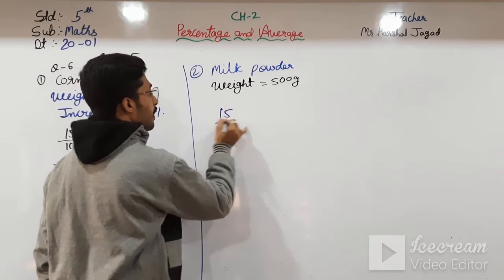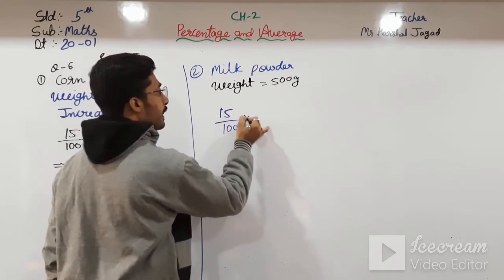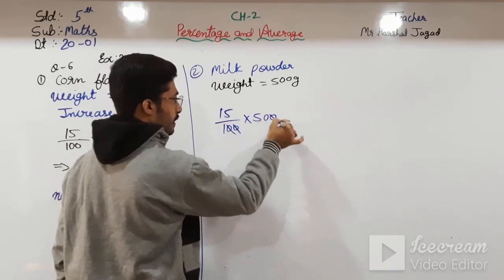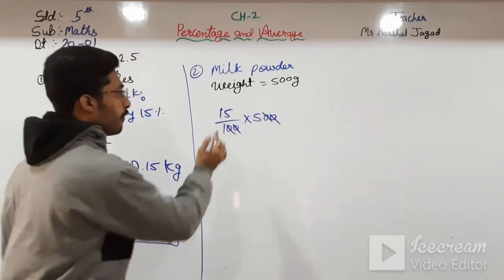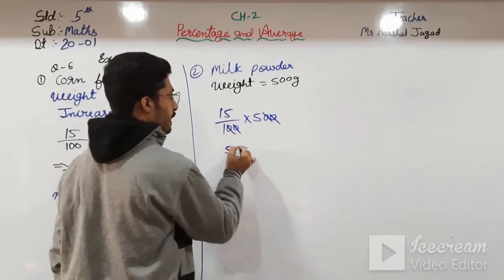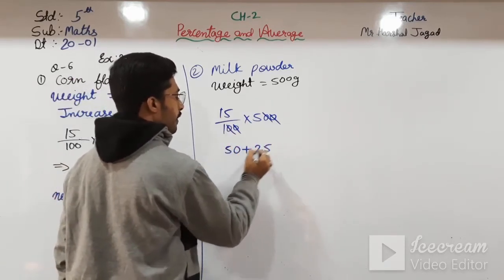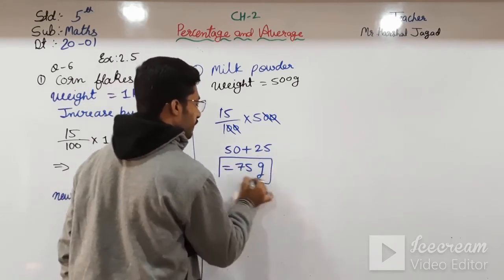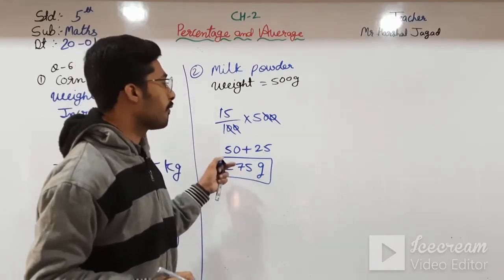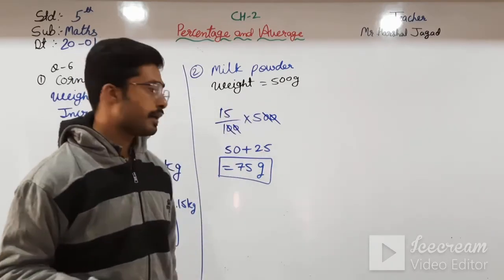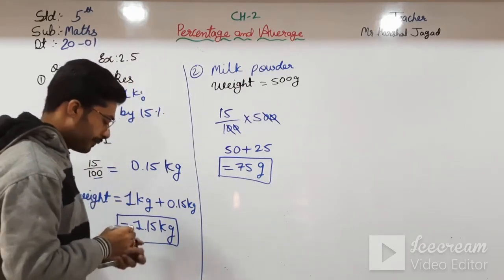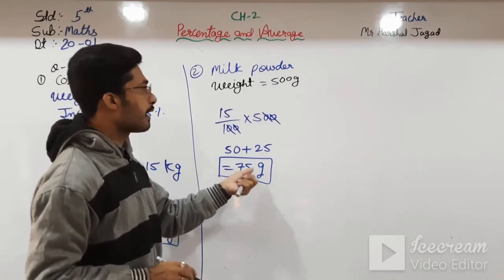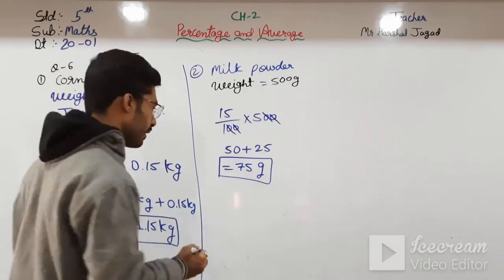So 15 upon 100 into 500 gram. Here the zeros, cut them. Then 15 into 5, that is 50 plus 25, and you get 75 gram, which is the 15% of 500 gram. And then over here, we have to add this 75 gram to 500, so we will get our new weight.